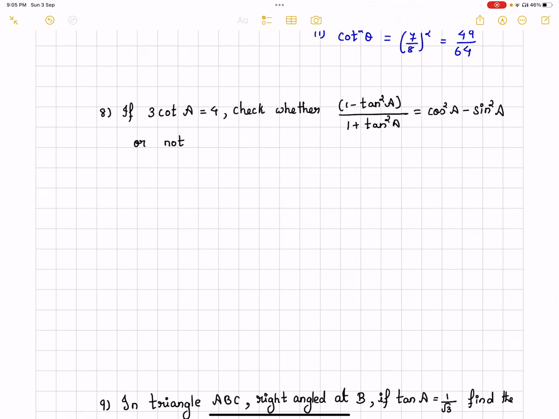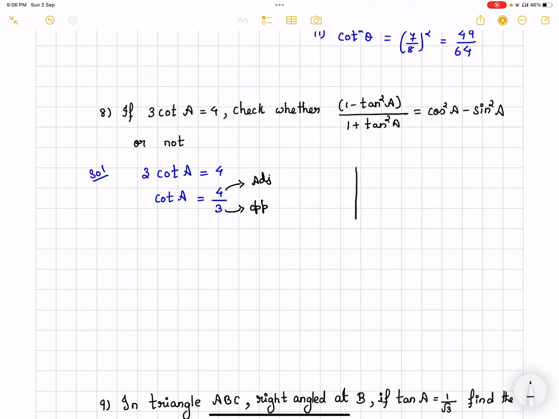If 3 cot A is equal to 4, here I need to check whether 1 minus tan square A divided by 1 plus tan square A is equal to cos square A minus sin square A. This is what I need to check. So let's check what is given. Given is 3 cot A is equal to 4. Then cot A is equal to 4 by 3. So 4 is my adjacent side and 3 is my opposite side.